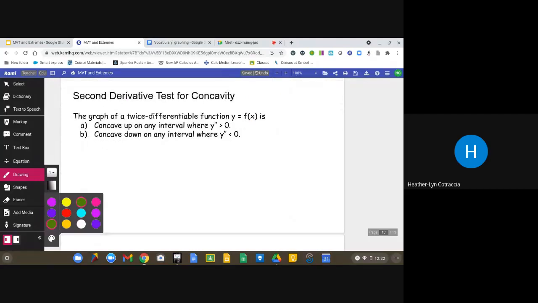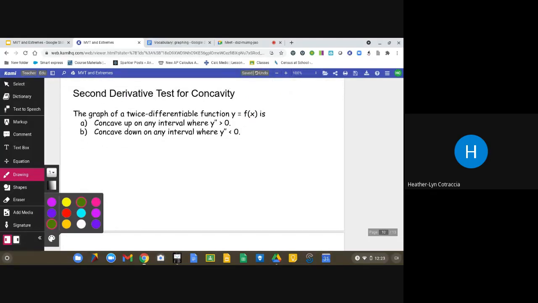And last but not least, our second derivative test for concavity. The second derivative test for concavity is the same thing that we just did, only we're going to have concave up where your second derivative is positive and concave down when your second derivative is negative. Concave up looks like a cup. Concave down looks like a frown. If we didn't have concavity, all of your graphs would be straight lines. Because of concavity, our graphs aren't straight lines. They're normally curved like that.